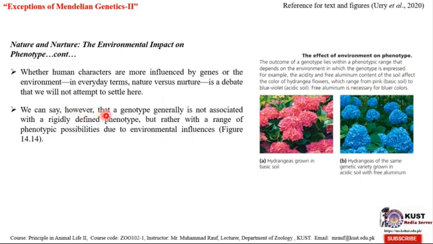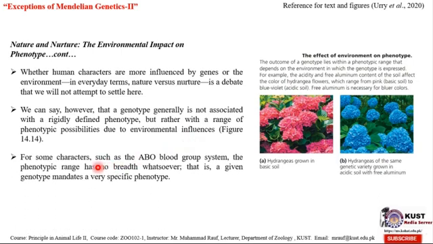We can say, however, that a genotype generally is not associated with a rigidly defined phenotype, but rather with a range of phenotypic possibilities due to environmental influences. So the genotype controls the phenotype, but to varying degrees, depending upon the environmental conditions. For some characters, such as the ABO blood group system, the phenotypic range has no breadth whatsoever. That is, a given genotype mandates a very specific phenotype.